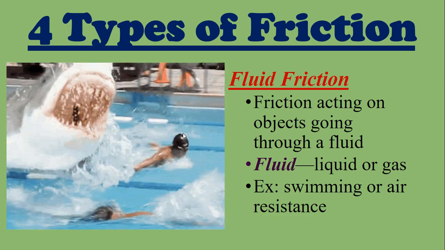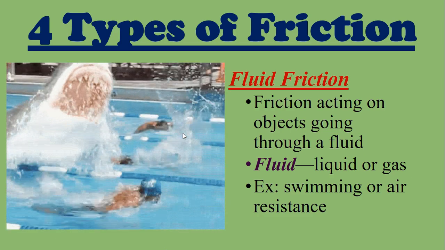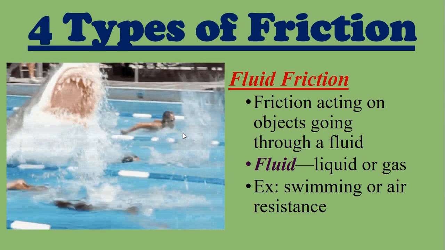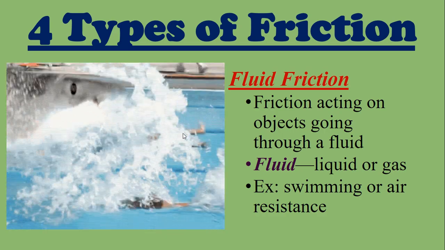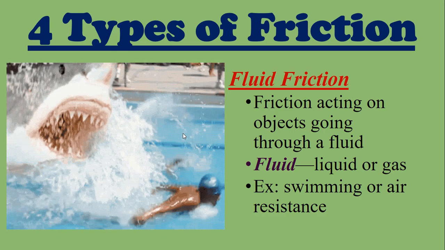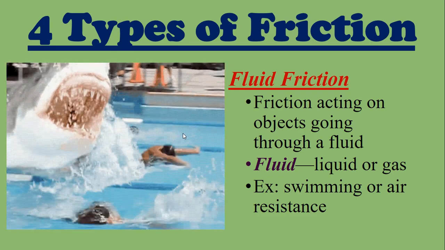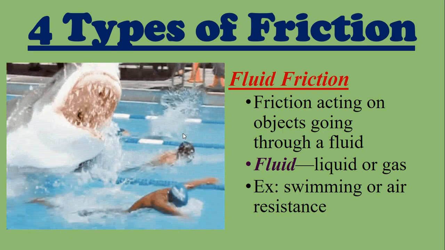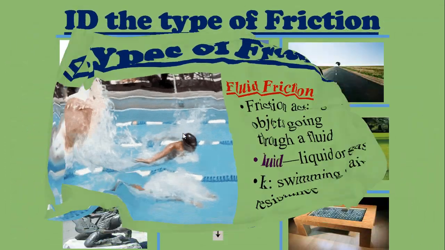And the fourth type of friction is fluid friction. This is the friction acting on objects going through a fluid. Now, when you think of a fluid, you probably just think of water. Well, fluids are either liquids, like liquid H2O, or gases, like oxygen or nitrogen. Those are all fluids. So swimming would be fluid friction, or something with air resistance.